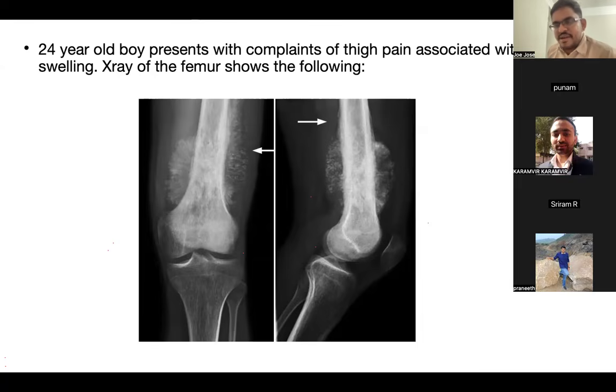Okay. So you're right. You mentioned all the points. Ideally, this is not an ideal X-ray. It should involve the entire bone along with the adjacent joints, both the adjacent joints.